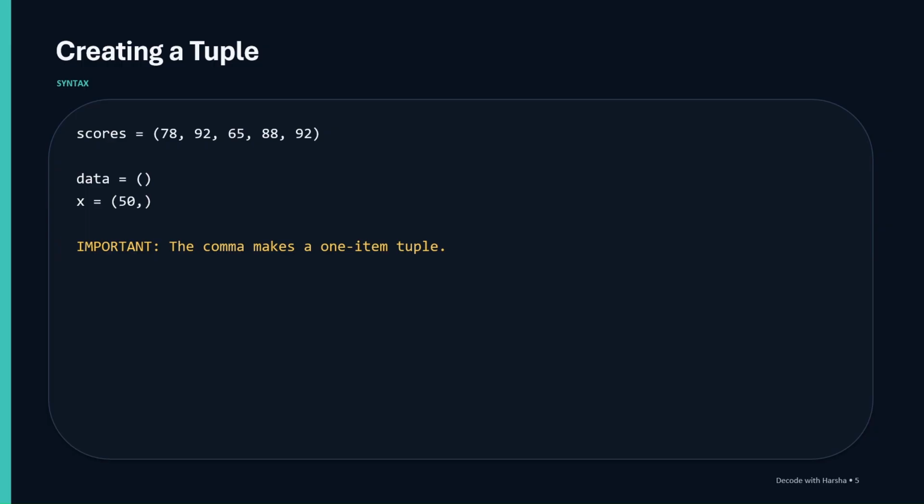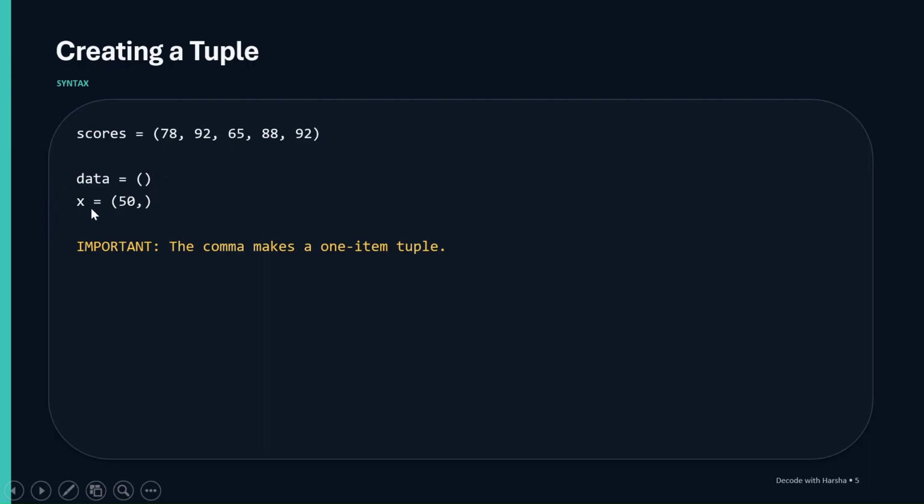So here we are creating a tuple. Scores equal to, inside the parentheses, we have these values, separated by commas as in a list. But in a list we saw each element within inverted commas, and here we do not require that. And data equal to open parenthesis and close parenthesis: here we are just creating an empty tuple.